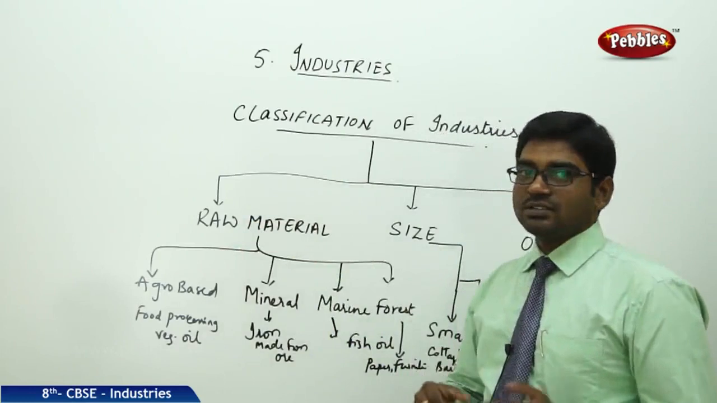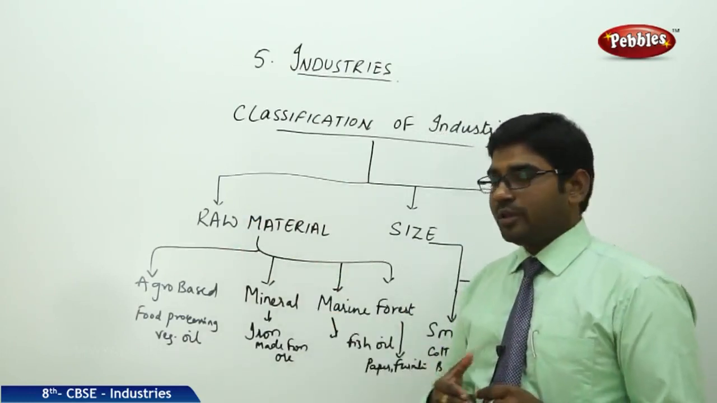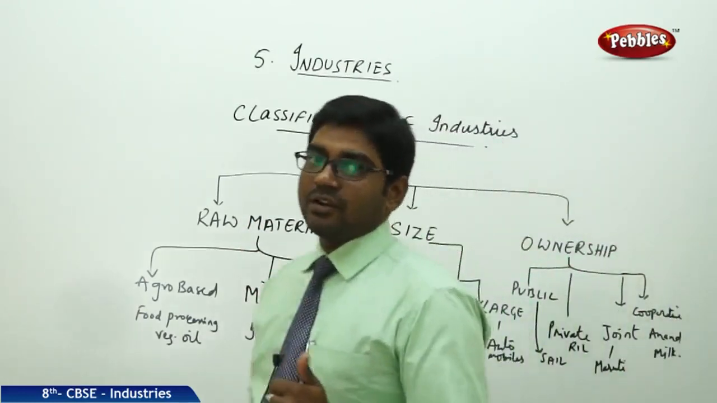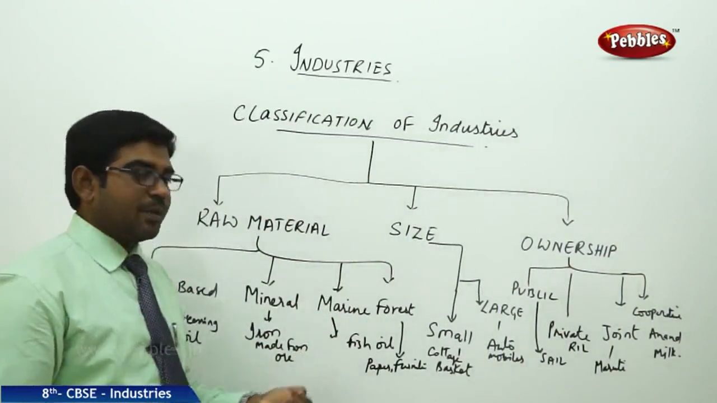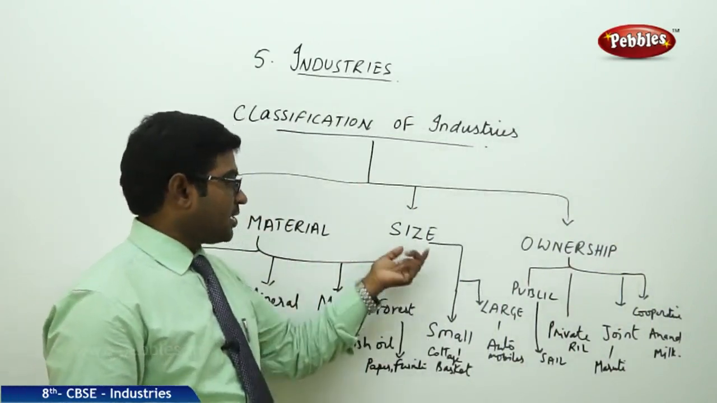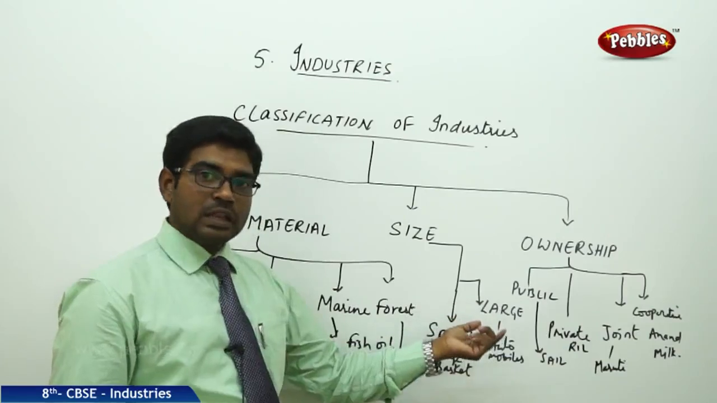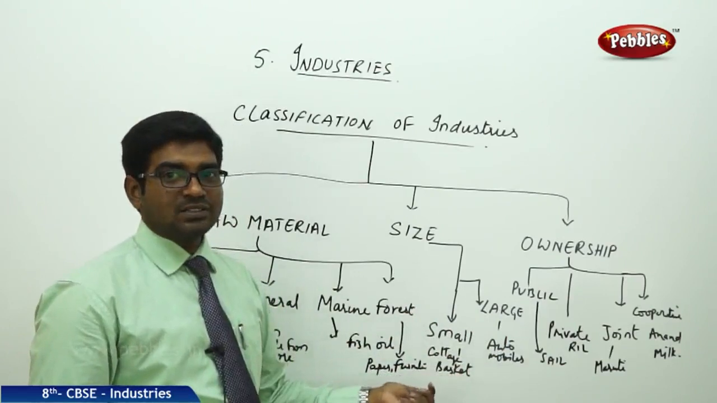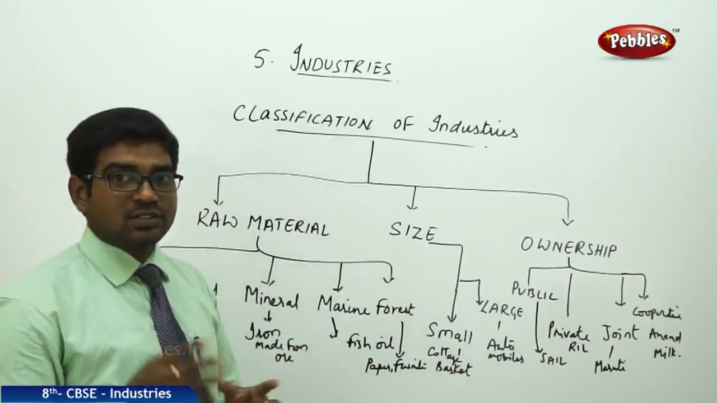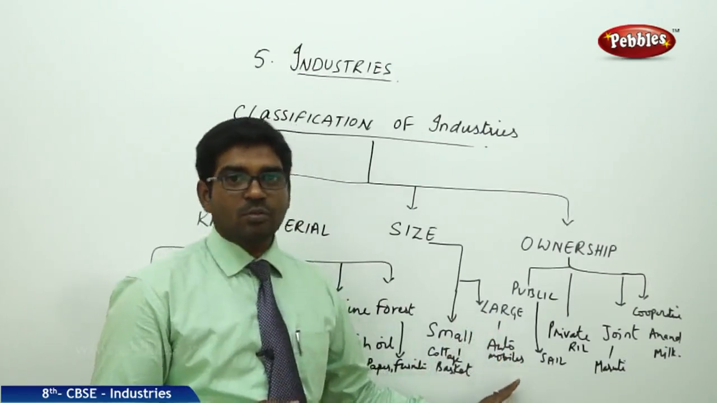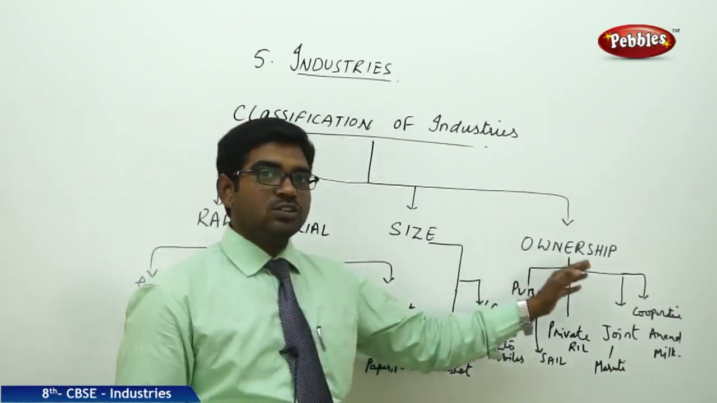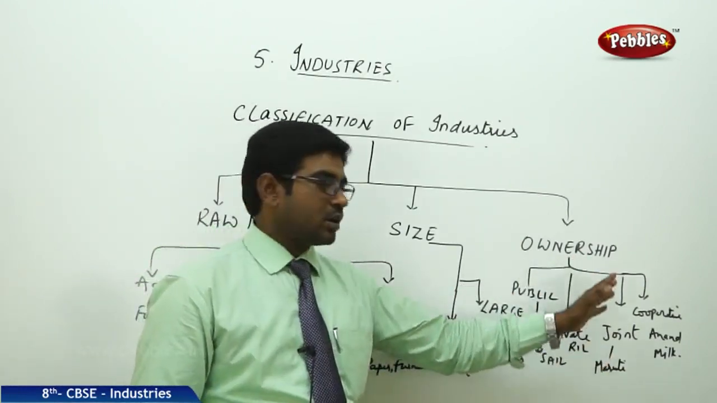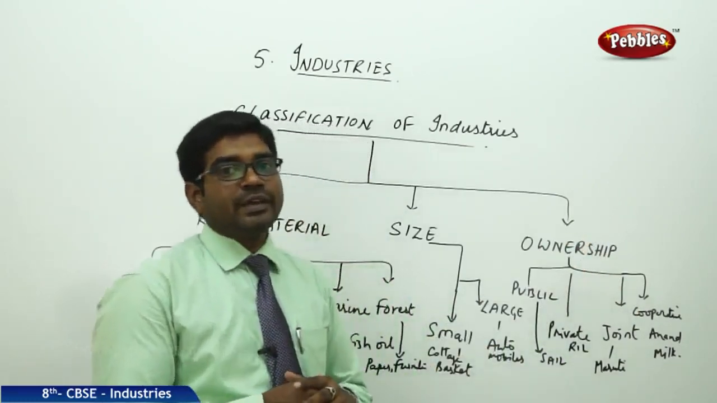The examples, as we discussed: agro-based, vegetable oil and food processing; minerals, iron; marine, fish oil; forest, paper and furniture. Size, small or large. Small examples: cottage industries, basket industries. Cotton doesn't come as a small scale industry, sorry. Large scale: automobile industries. And ownership, we have public ownership, private ownership, joint stock industries, and cooperative industries.